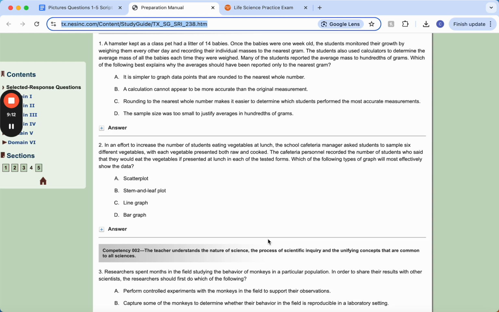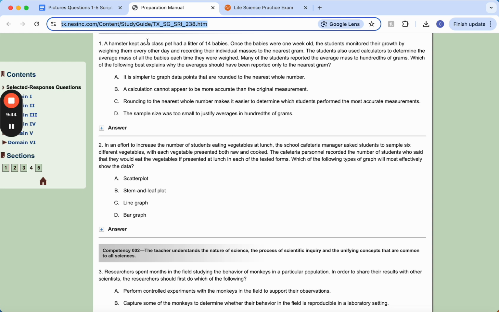So again, we're going to look at the wrong answers first and talk about why those are wrong, and then we'll talk about the correct answer here. So basically, what they're asking us to compare is, for each vegetable, whether students like it raw or cooked better. So comparing vegetables is going to be our variable here that we're going to be looking at along our y-axis. And then the number of students is going to be on our x-axis.